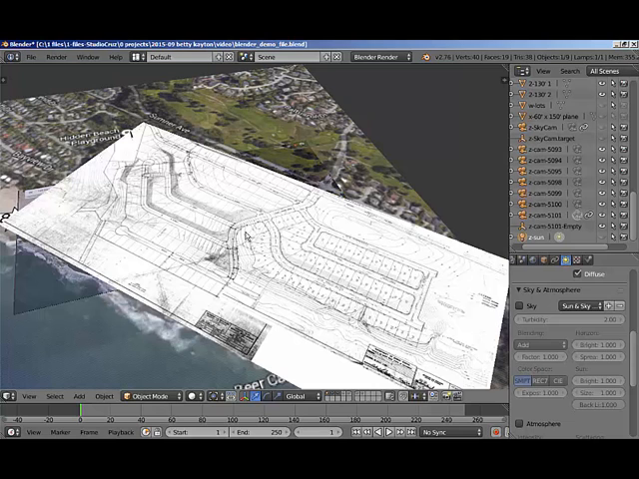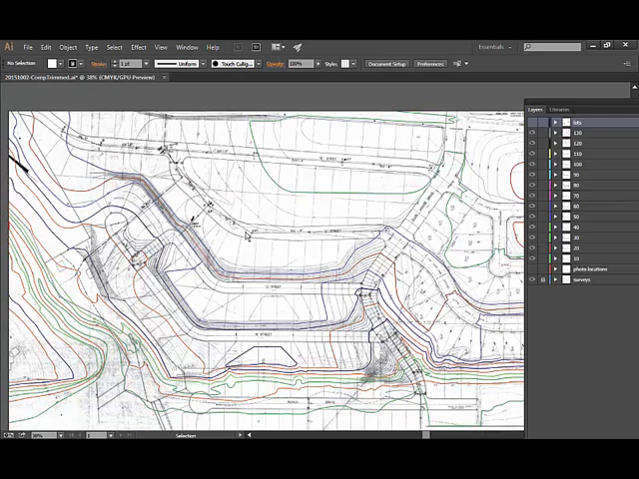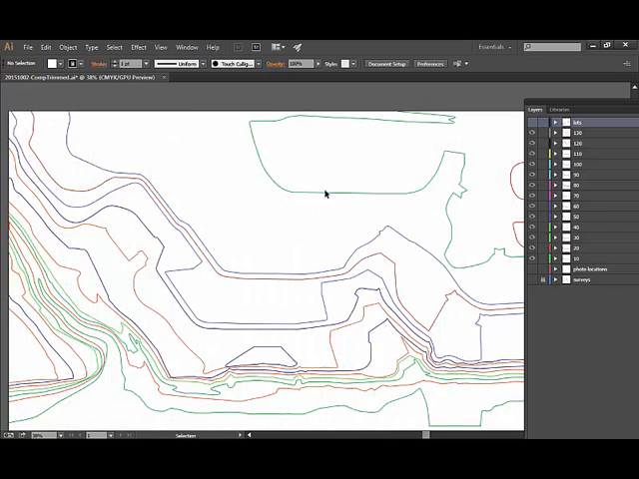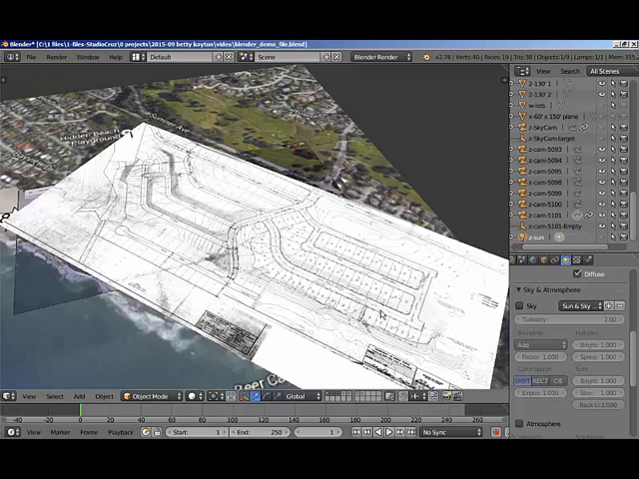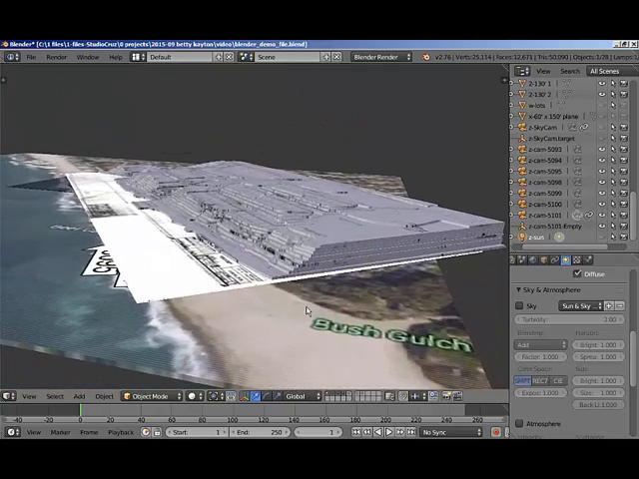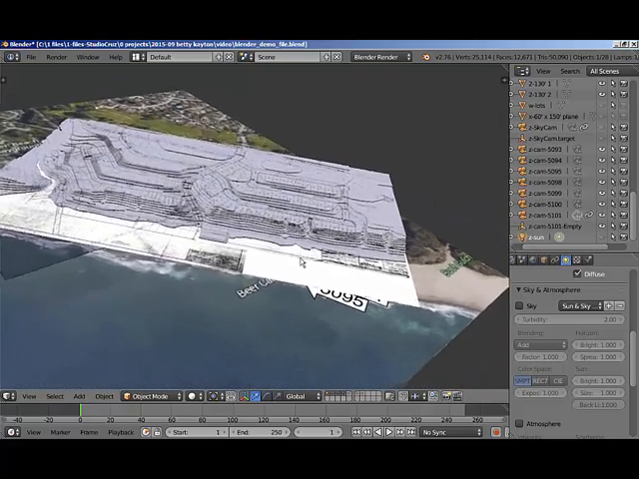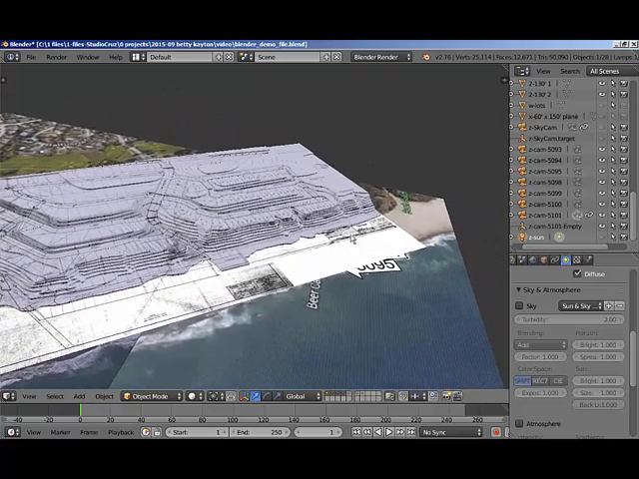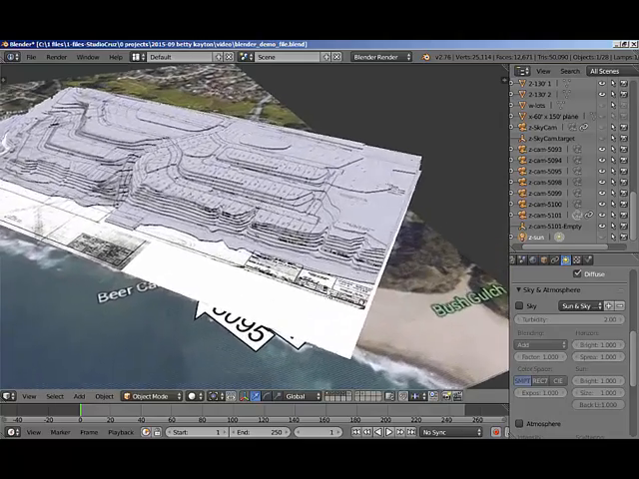On top of the survey map, this time in the 2D program Illustrator, the contours were traced. Here are the contours. Contours were traced at 10-foot vertical intervals. They were brought into Blender and used to create a three-dimensional model of the topography so that this could be used to determine the heights of the properties relative to the cameras.